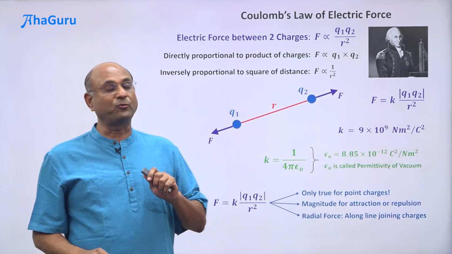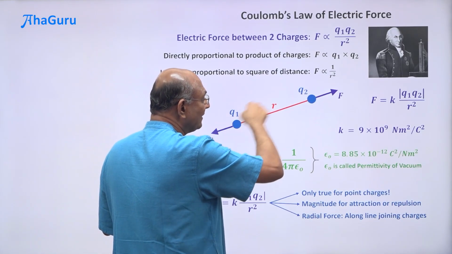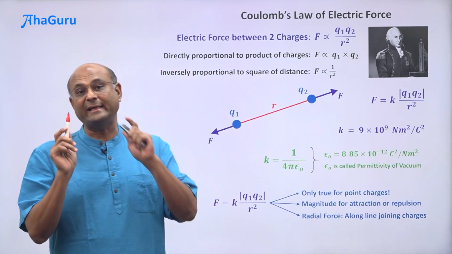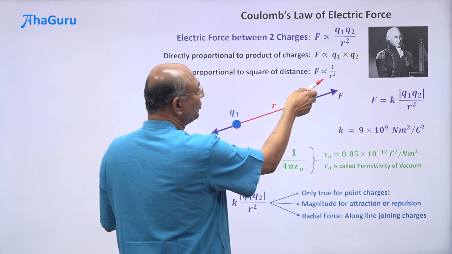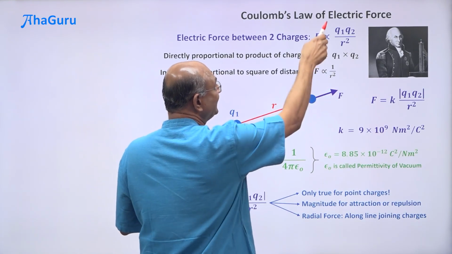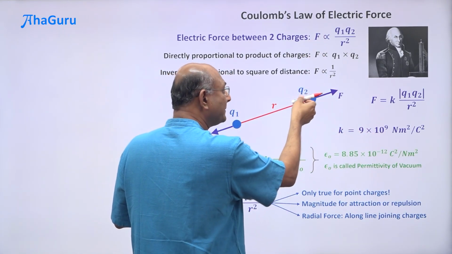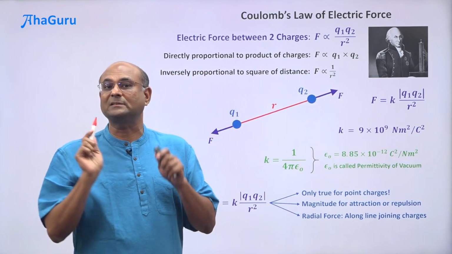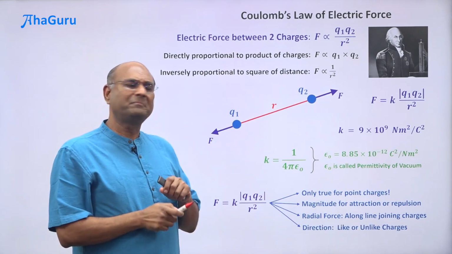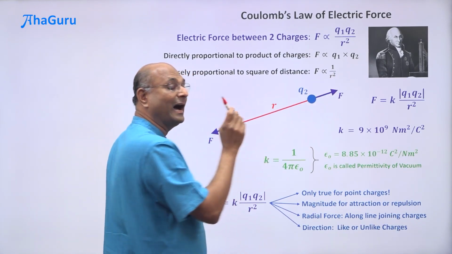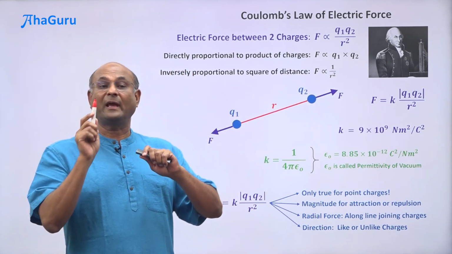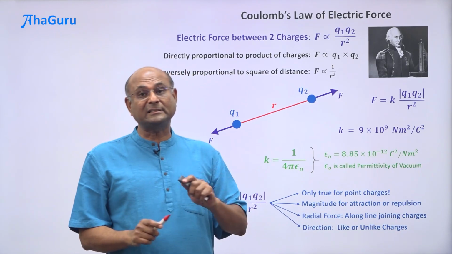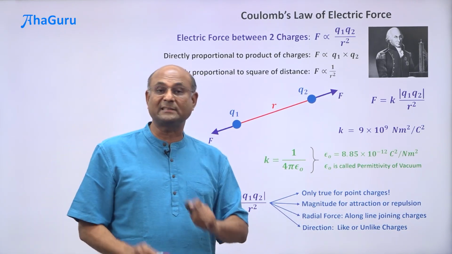The direction of the force is radial. What is radial? Along the line joining the charges. The force has to be this way. It can't be this way, it can't be that way. It can be this way, it can be this way, but it has to be along the line joining the charges. But is it this way or is it this way? To find the exact direction, we have to use the fact that like charges repel and unlike charges attract.